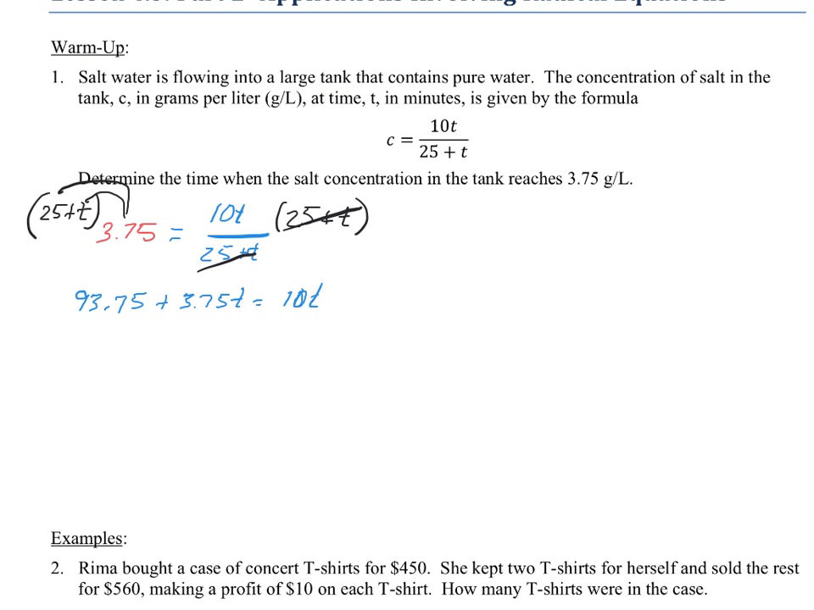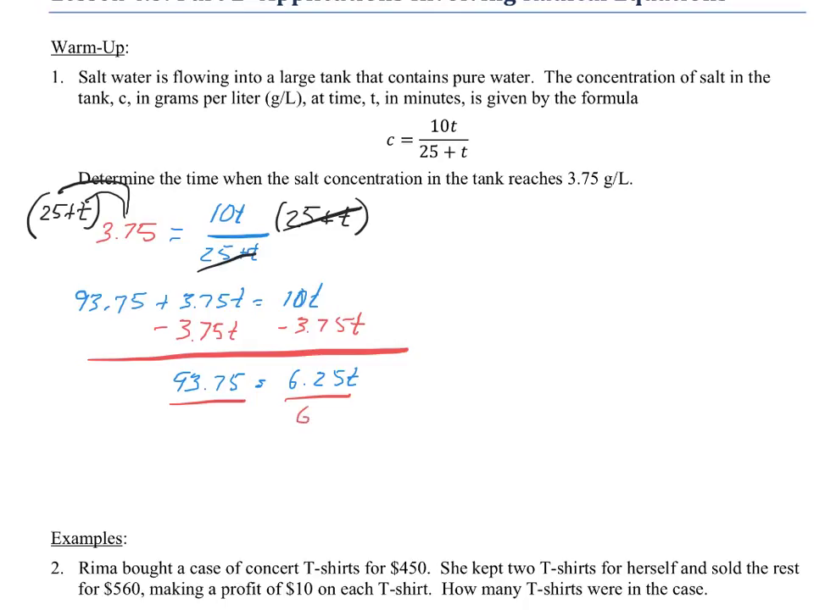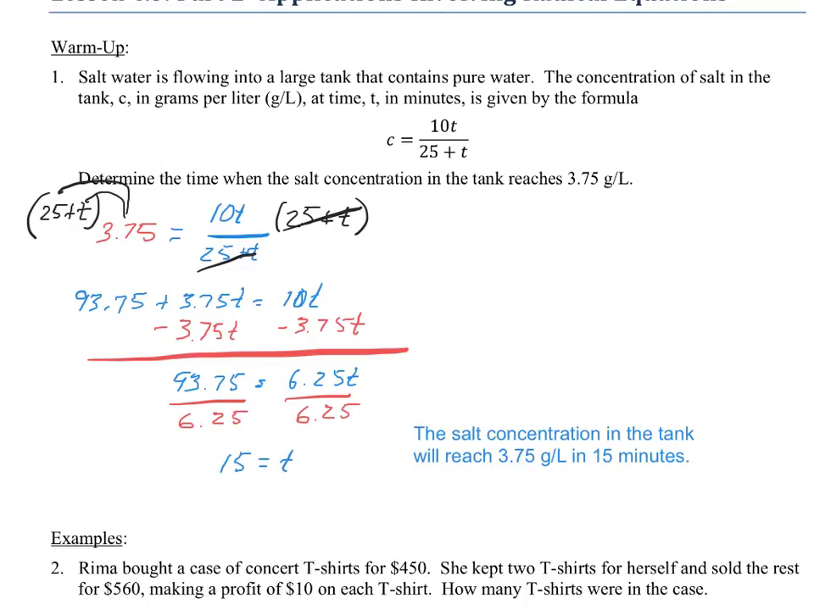After we distribute, then we can collect the like terms to the same side of the equation. So I'll subtract the 3.75t so that I'll collect the t's on the right side of the equation. And finally, we divide both sides by 6.25, and that will give us our t value. So we record the conclusion that the salt concentration in the tank will reach 3.75 grams per liter in 15 minutes. All right, if you had questions with this, you can go back and replay or try it again, but we'll move on to the next question.